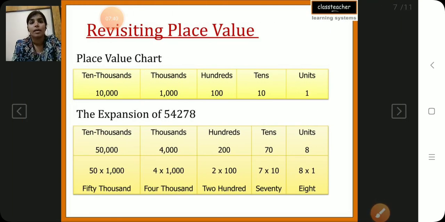Then place value. First you tell me, all of you know the place chart of our digits. That means ones or units, tens, hundreds, thousands, 10,000s, lakh, then 10 lakh, crore, 10 crore, and so on. Here we are just dealing with it up to 10,000. So here units 1, tens 10, hundreds 100, thousands, then 10,000.